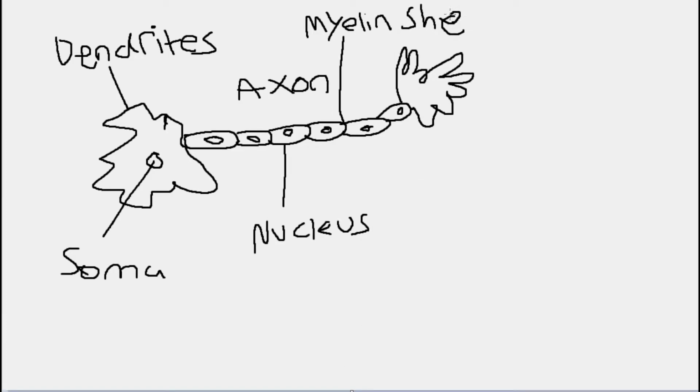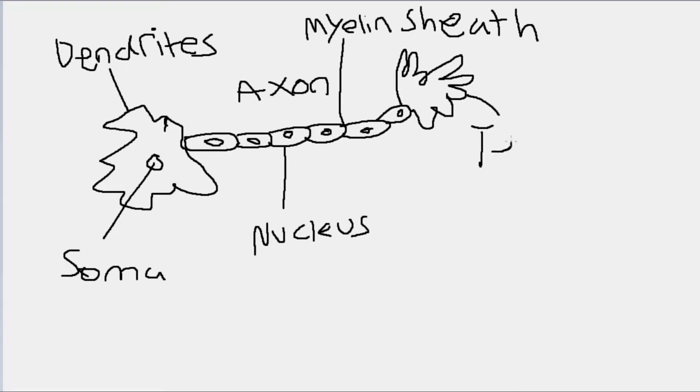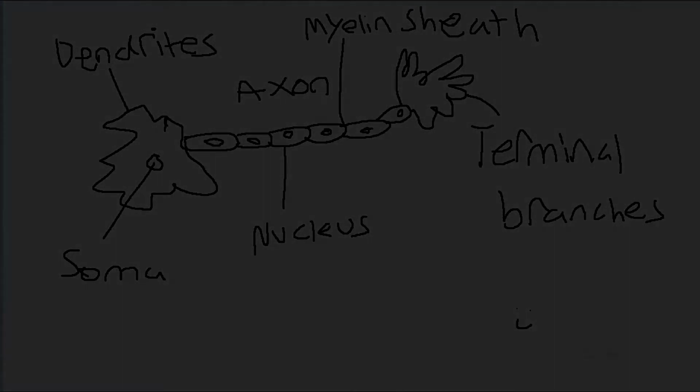After action potential is expended and it reaches an axon terminal, it releases neurotransmitter molecules from sacs called vesicles. These molecules cross the synaptic gap and bind to receptor sites on the receiving neuron.